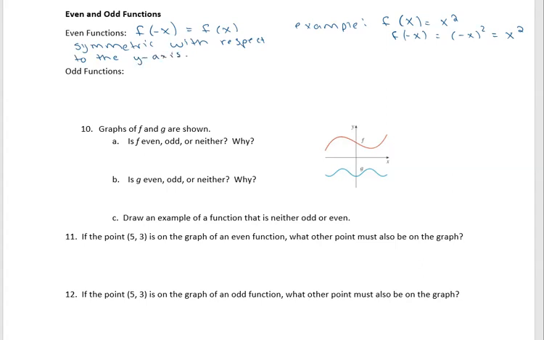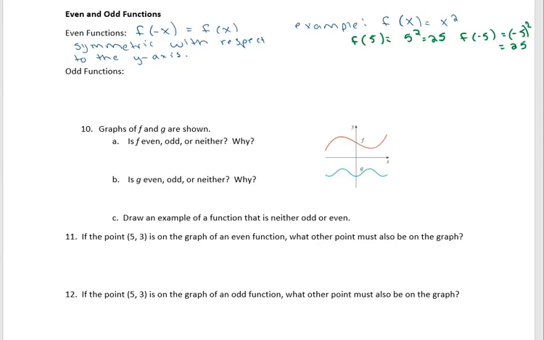Let me give you another example. If the equation is f of x squared again, let's pick two different x's. Let's try f of 5 and f of negative 5. One's positive, one's negative, and then the same value. So 5 squared would be 25. Negative 5 squared is also 25. So x squared would be an even function.